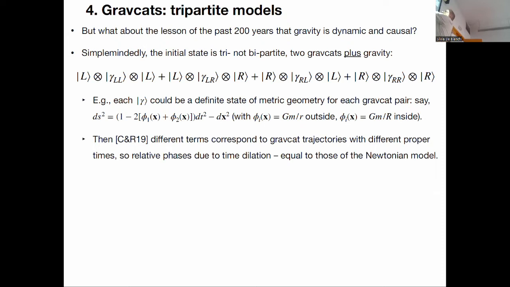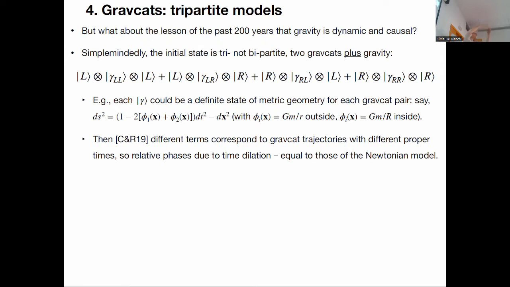So they're not exactly modeling these in the way I was suggesting, as something mediating. You're just supposing each of these is a geometry. So the pair of grav cats is now moving through the gravitational field appropriate to their configuration. They're sitting in different metrics and different gravitational fields. And so they start, they split, they go through, they recombine.